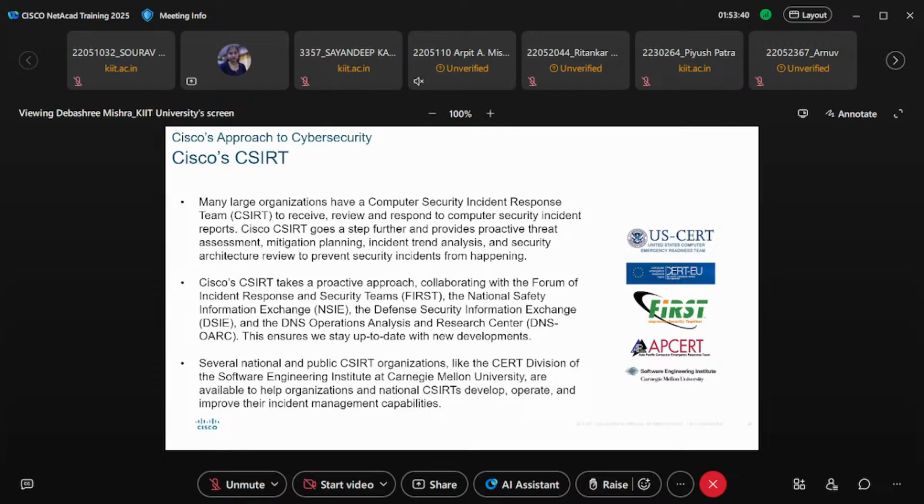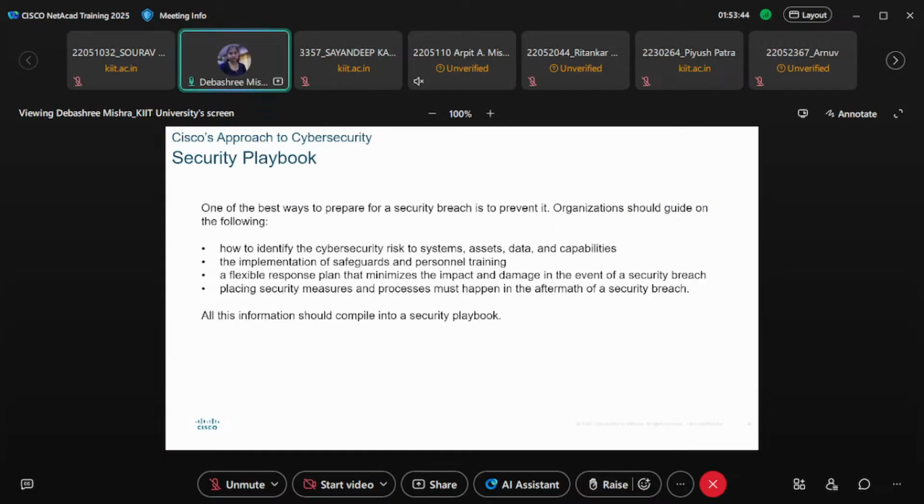The next is the security playbook. This is basically the best way to prepare your organization for any kind of security breach, so that we can detect it early and prevent it. There are certain guidelines that the organization should follow and take into consideration.